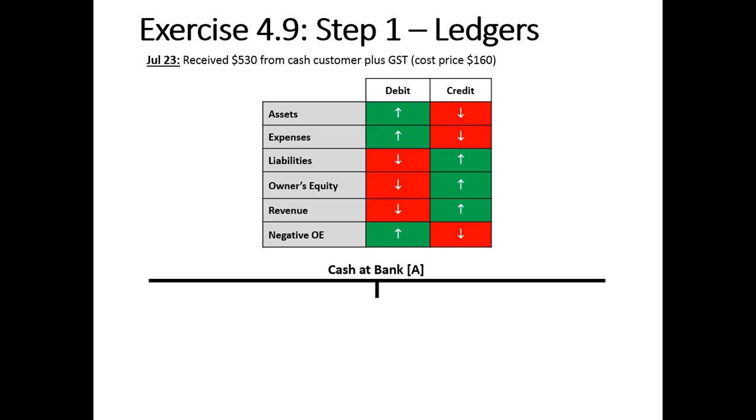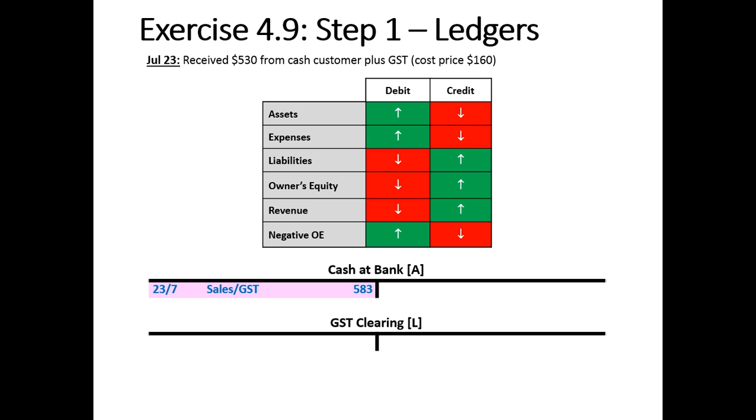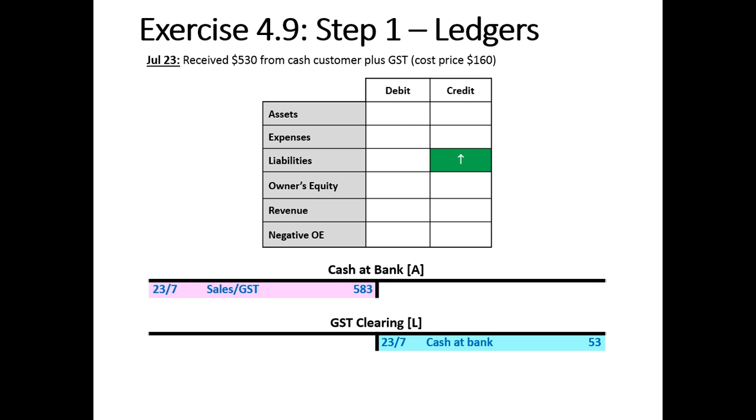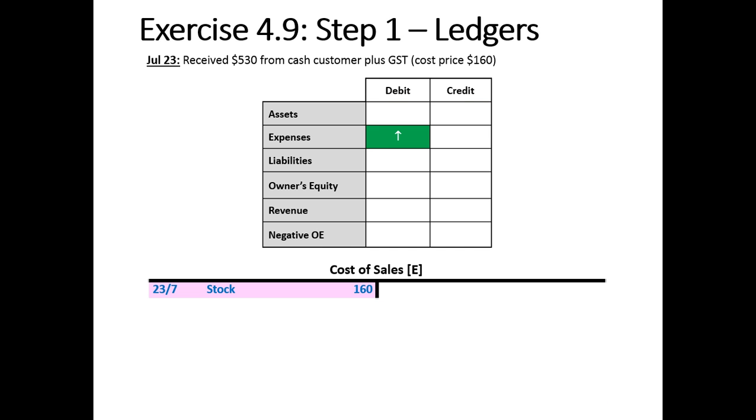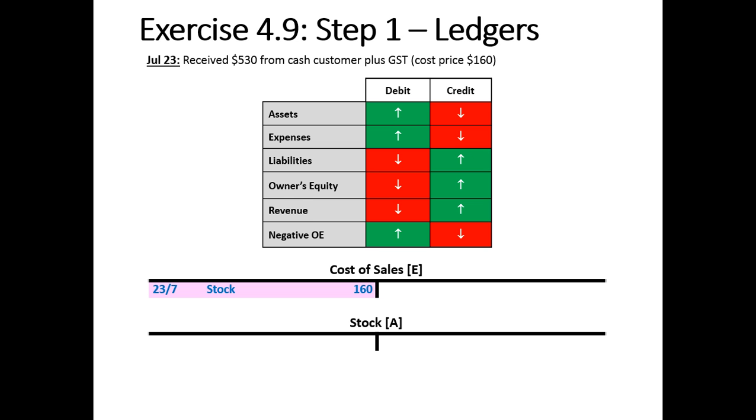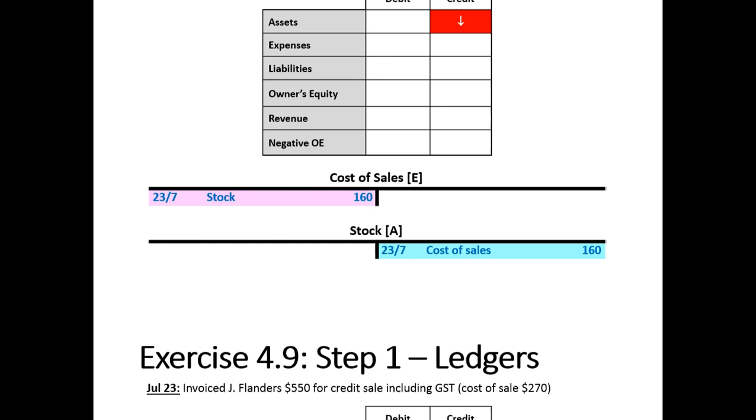We do have another transaction on the 23rd, which is receiving $530 plus GST for a sale with a cost price of $160. So cash goes up, liabilities in the form of GST will increase on the credit side, and then we'll have a sale for the difference of $530. Cost of sale expense goes up $160, stock goes down $160.